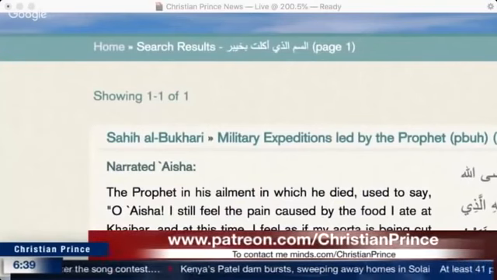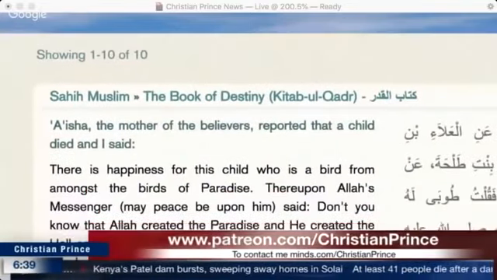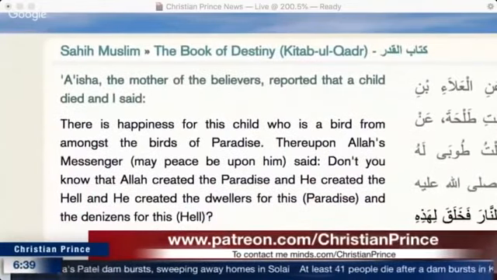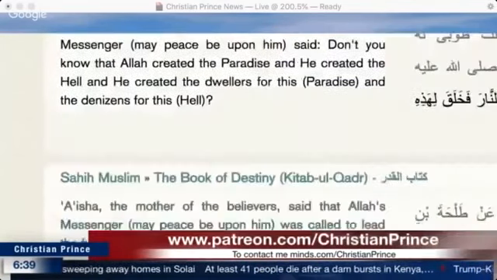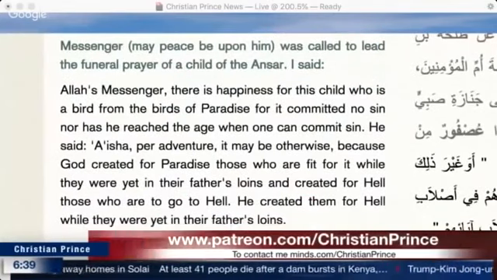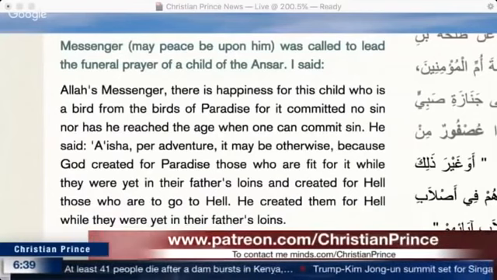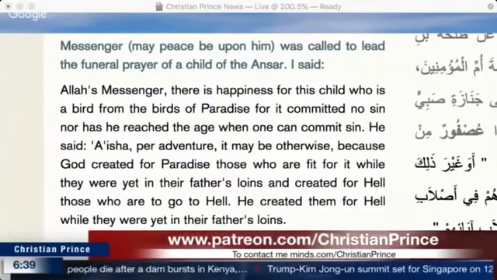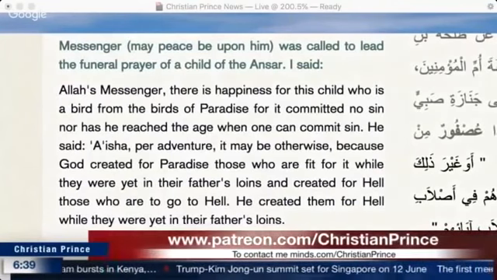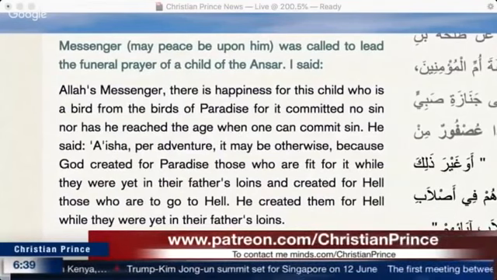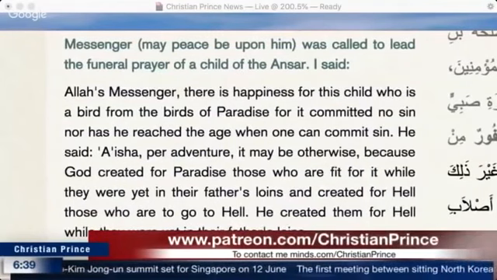If we go to the hadith, we will find Aisha. This is in Sahih Muslim, and the Muslims agree upon this hadith, that Aisha thought that a child who is born, an infant who dies at a very early age, will be a bird from the birds of heaven. He will be a sparrow. Muhammad did not like what Aisha said, because she's wrong, because Allah decides who will be in heaven and who will be in hell regardless of their sin.